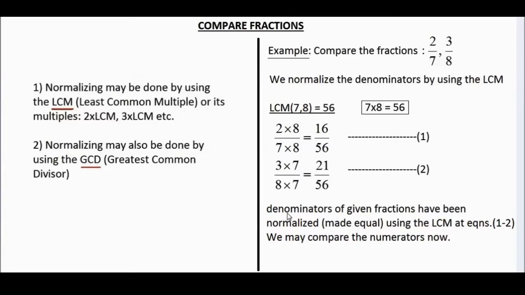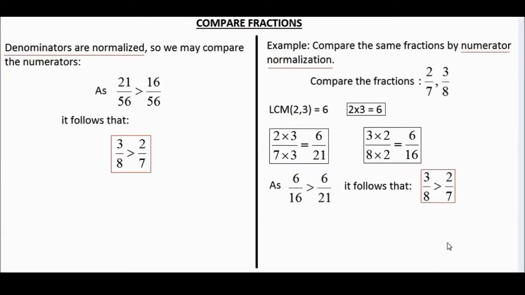The denominators of the given fractions have been normalized, made equal, using LCM at equations 1 and 2, these two equations. We may now compare the numerators. So since 21 is larger than 16, we conclude that 21 by 56 is larger than 16 by 56, and therefore 3 by 8 is larger than 2 by 7.